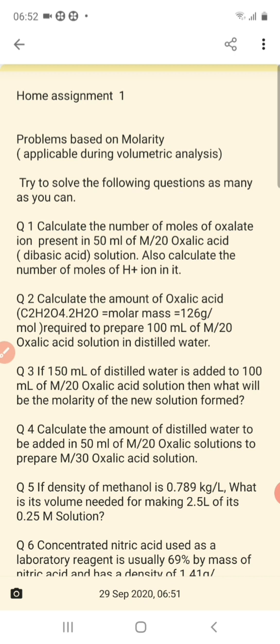Now let us solve some problems based on volumetric analysis today. Problem number 1. Calculate the number of moles of oxalate ion present in 50 ml of M/20 oxalic acid solution and also calculate the number of moles of H+ ion in it. This is the first problem.